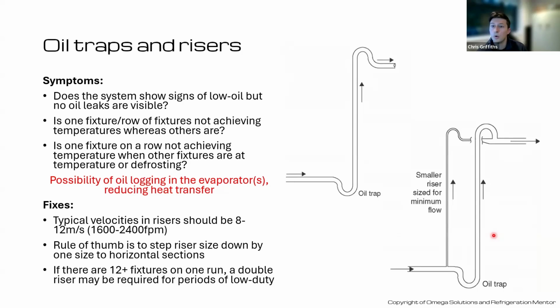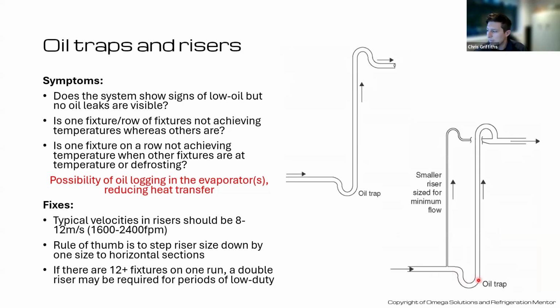but also be sized small enough that at low load, say if we had a row of 10 cabinets, only 2 of them are running, well, we need to only carry 1/5 of the flow through it. Well, that might not be enough to return oil up that riser at low load, but if we sized it smaller, we'd have an excessive pressure drop here and have a negative impact on our system or at our compressors. So what we can do is put this double riser in instead.